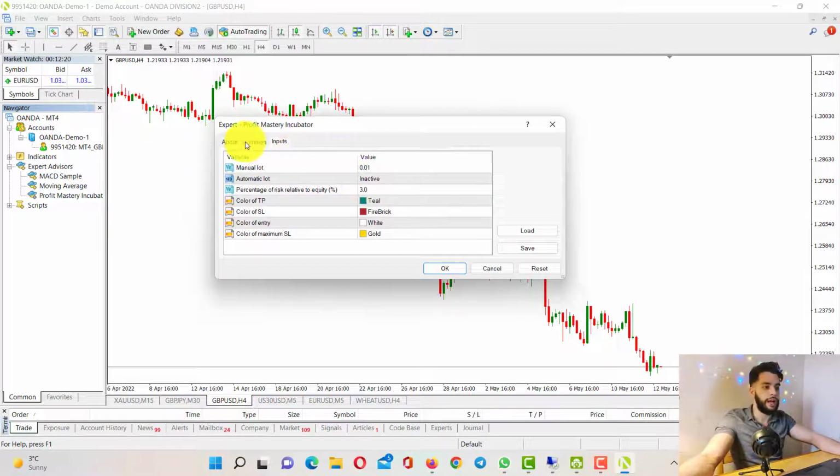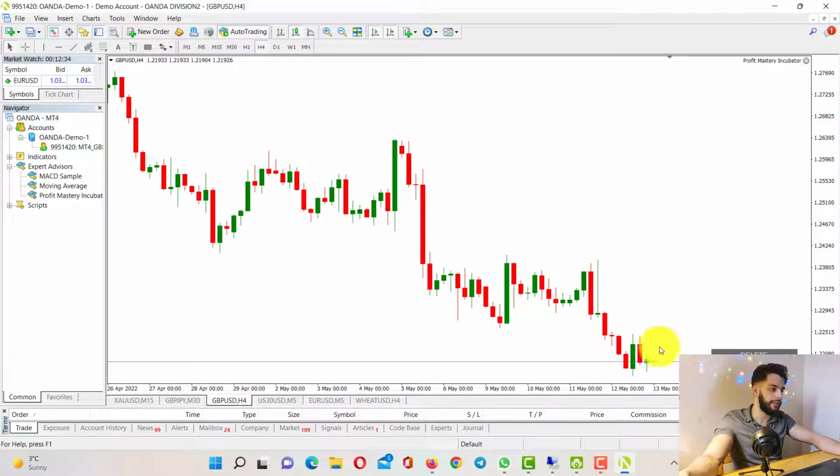And this is how it works. I have a separate video for that. I'm not gonna waste too much time, but you just give it the percentage of risk relative to equity, how much you are willing to risk, let's say 3%, and then you turn on the automatic lot, and it gets activated. And let's say that you want to have your buy stop here, your stop loss here, your TP here. It automatically calculates the lot size for you based on that 3% risk.